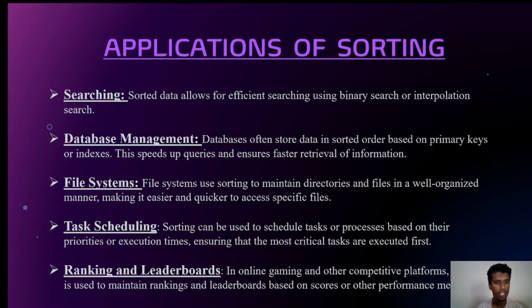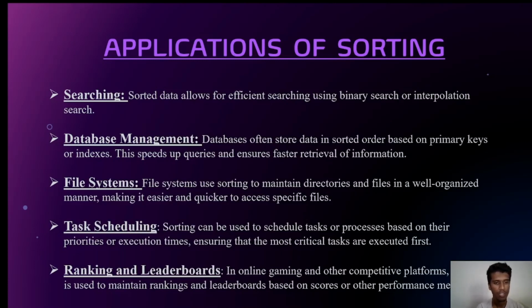Next we have database management. Databases often store data in sorted order based on primary keys or indexes. This speeds up queries and ensures faster retrieval of information. In database management, data is arranged according to user types, like numbers, then alphabetical, or MB wise, KB wise or GB wise, and it is very easy to retrieve the data when it is arranged in an order or sequence.